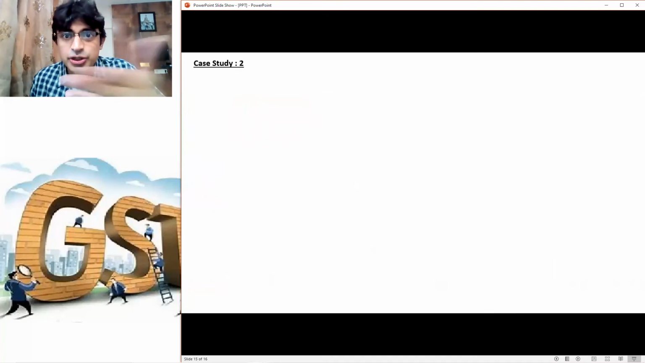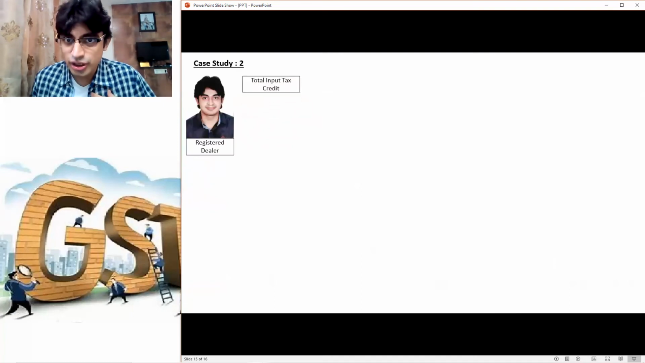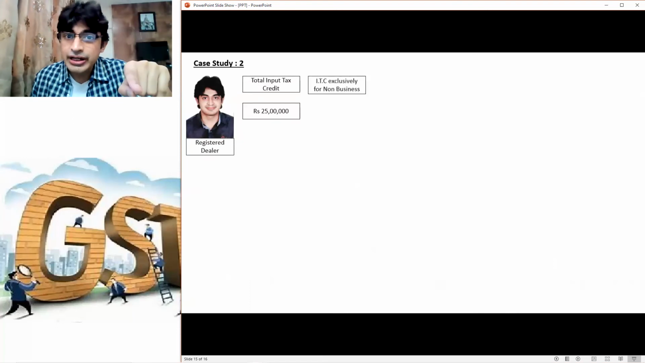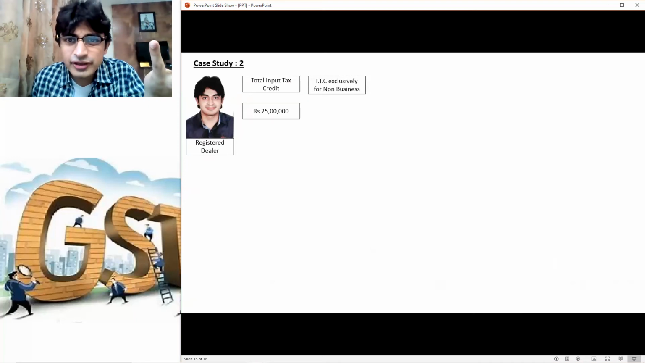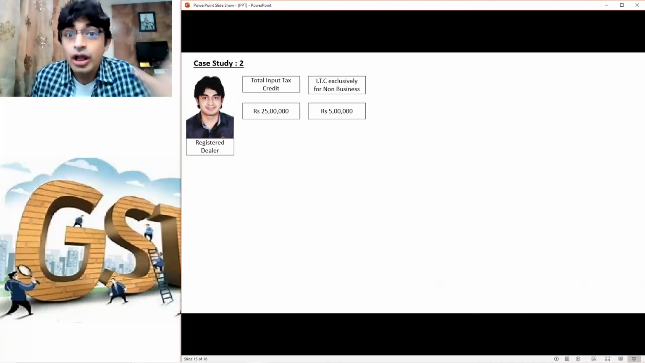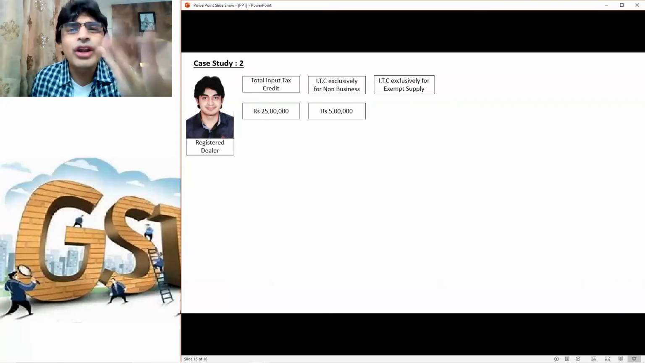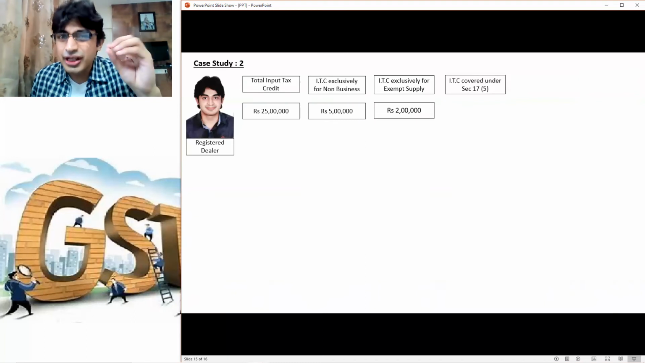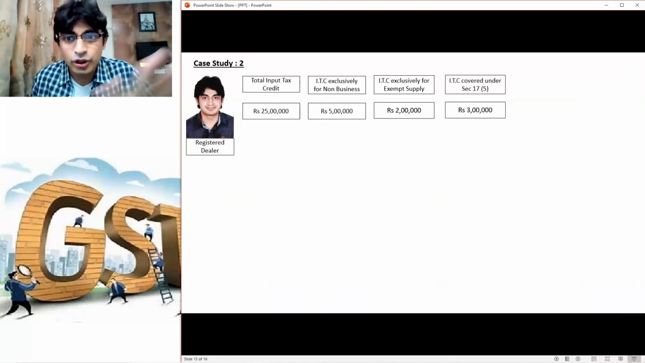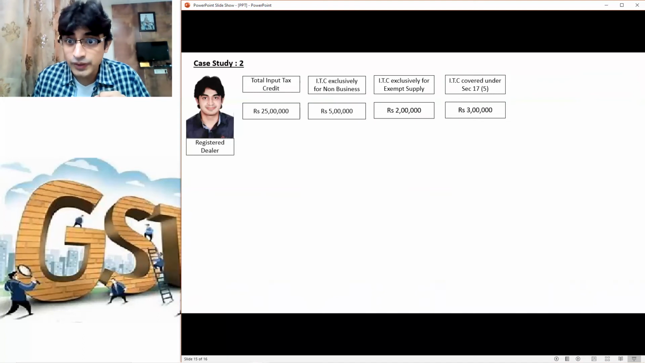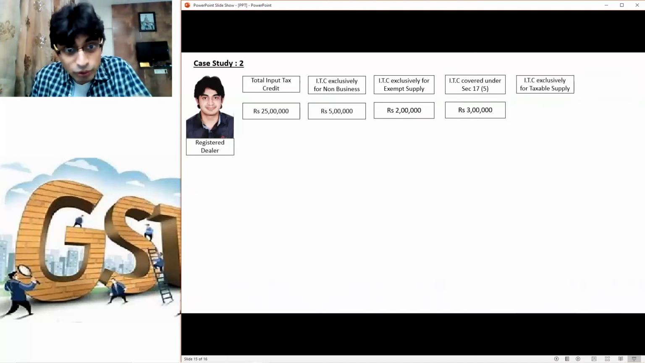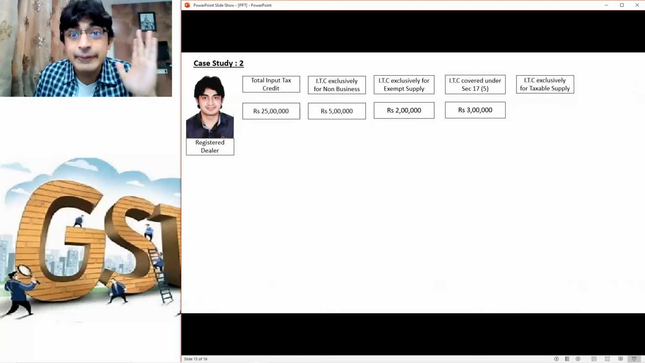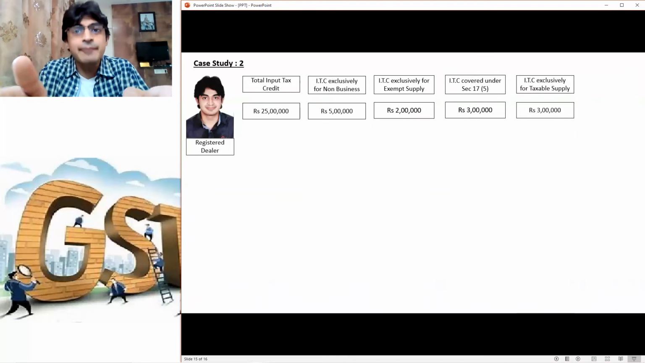And there is one more case study to see this. Suppose I'm a registered dealer. My total ITC for the month is 25 lakh. Out of 25 lakh, certain ITC was for non-business purpose, 5 lakh. This will not be available at all. Out of 25 lakh, certain ITC was for exempt supply, 2 lakh. Exclusively for exempt, not available. T3, certain was blocked under 17(5), works contract or anything. This is also blocked, 3 lakh rupees. And there was one ITC out of 25 lakh which is exclusively used for taxable supply. This was 3 lakh. This I am going to get fully.